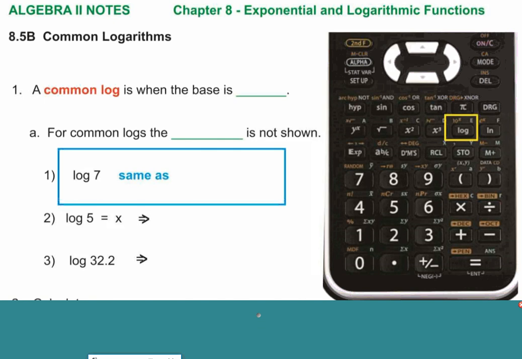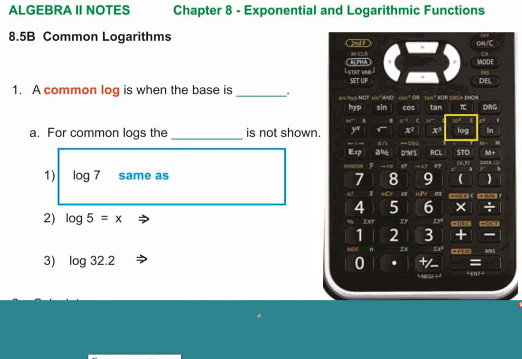Calculator, right? So 8.5b is common logs. Again, you've got to learn how to use your calculator, where your buttons are, and the order to punch things in, because every calculator is a little different, right? We don't use a standard calculator here, so you've got your own. So, all right, common logs.